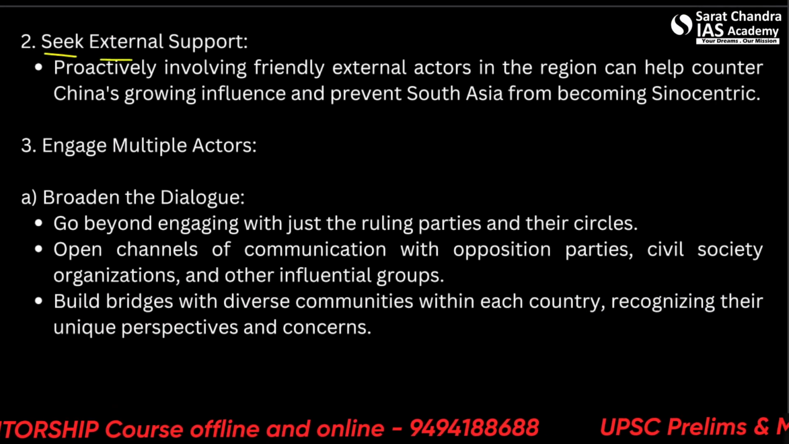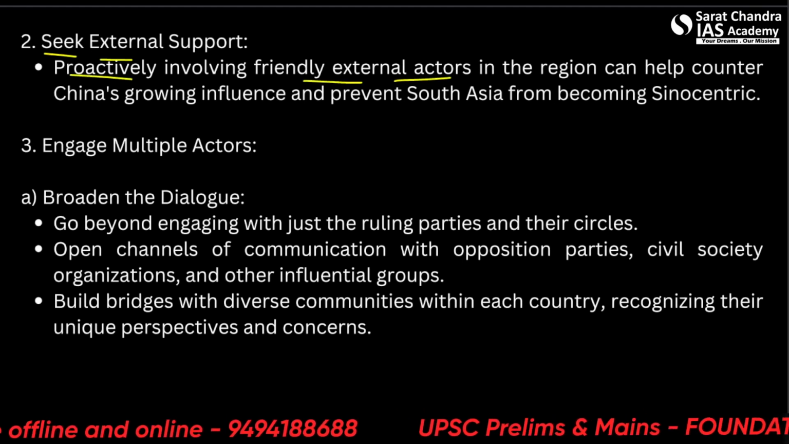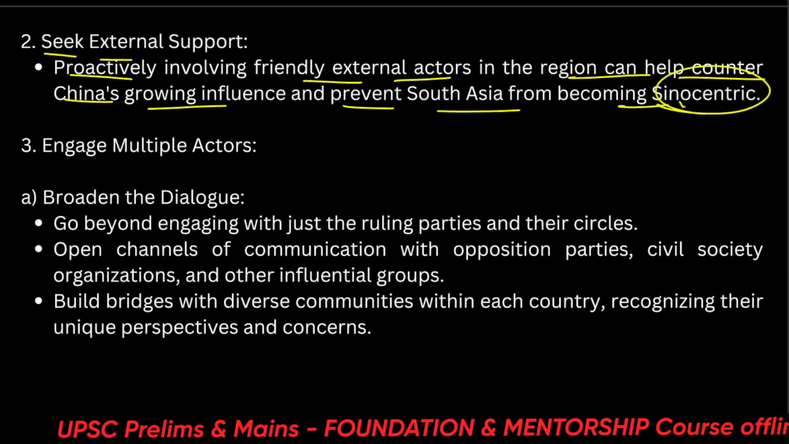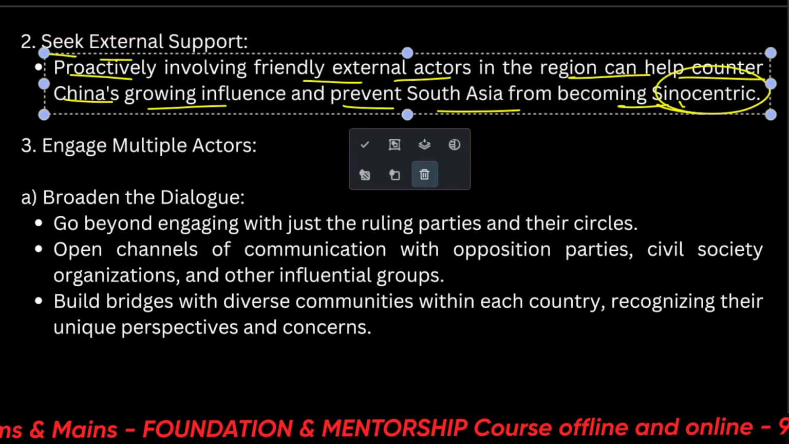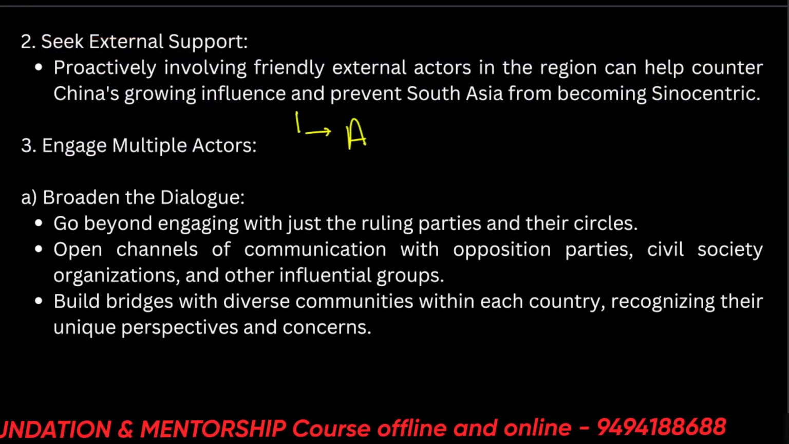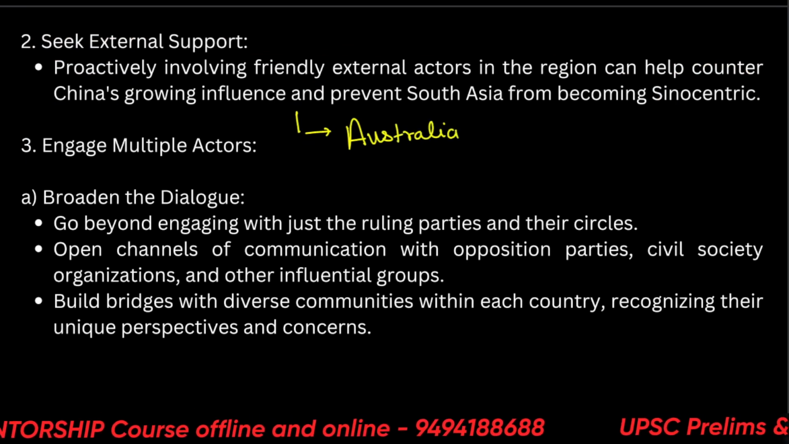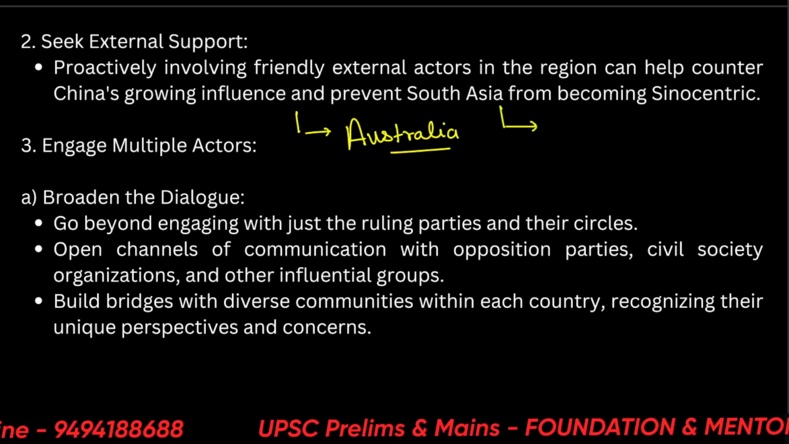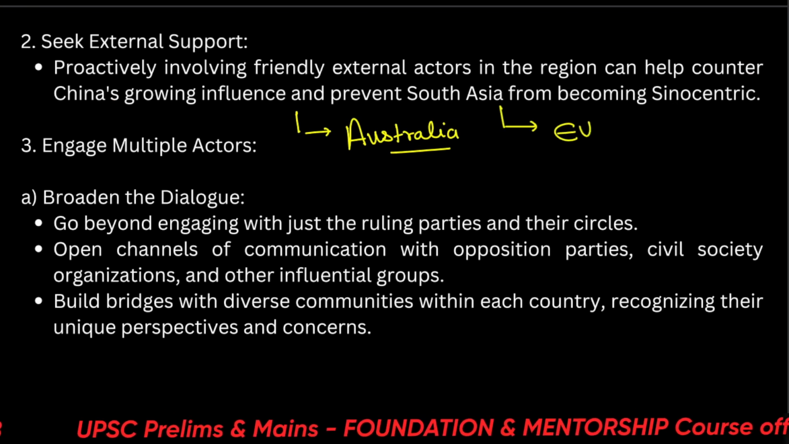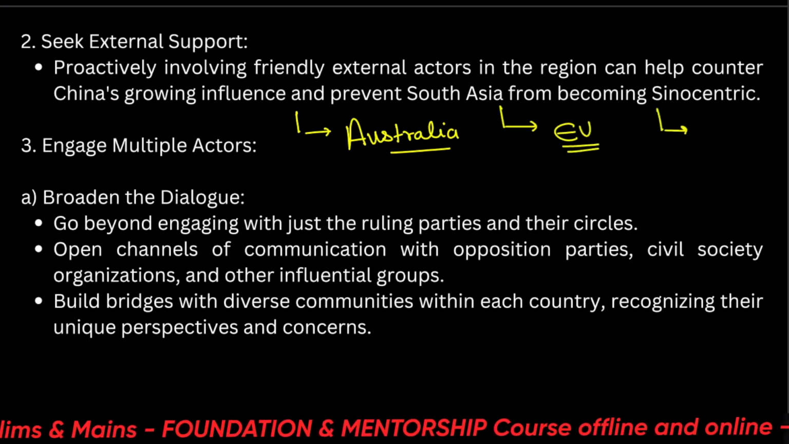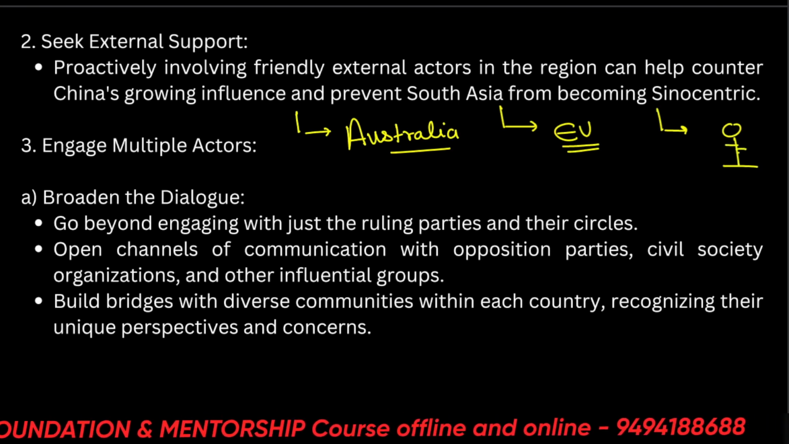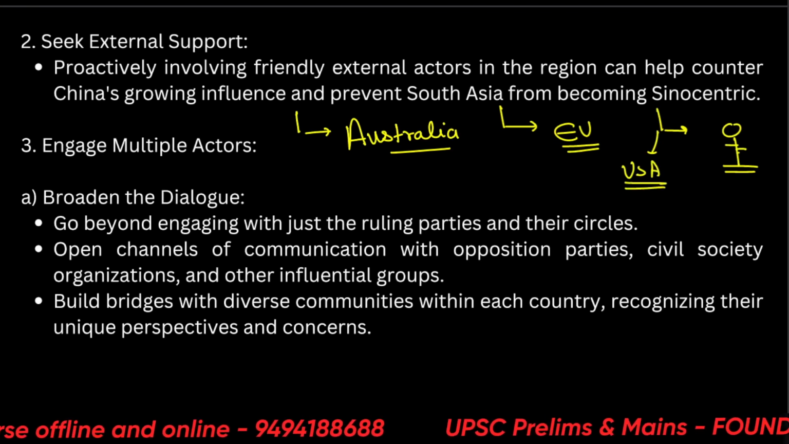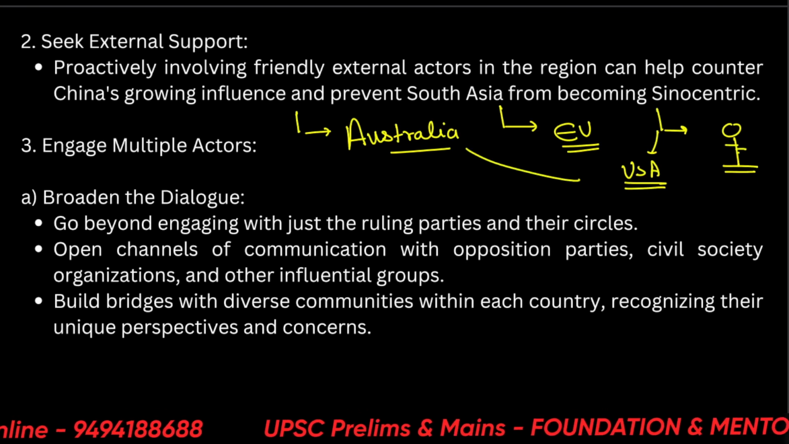Second thing is to seek external support. Proactively involving friendly external actors in the region can help counter China's growing influence and prevent South Asia from becoming Sino-centric. Sino-centric means China-centric. We can also add a point here that India has recently developed many programs with Australia, which is a major country in the South China Sea and the oceanic region. India has also developed external support from the EU through various programs, and India has also sought its stage recently in COP28 and has met multiple leaders, especially from the USA, to do many things in the future. So India's stance is clear, but let's see what the future brings for India.